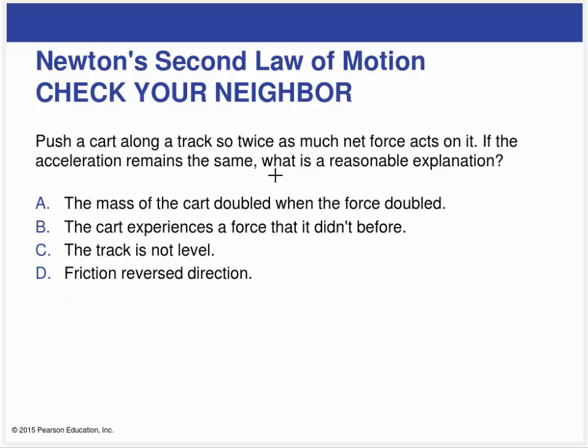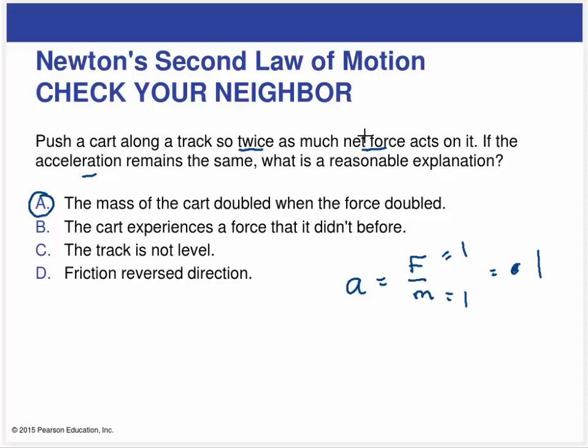Now, on this question right here, give yourself a second and try to solve it. So we're going to push a cart in such a manner that twice as much force acts on it, but the acceleration remains the same. The only explanation for this is if the mass of the cart is also doubled. Remember, acceleration is going to be equal to force divided by mass. And if I were to say, okay, I don't even know what the force is going to be initially, suppose I just say the force initially is equal to 1 and the mass is equal to 1. Then my acceleration is also going to be equal to 1.